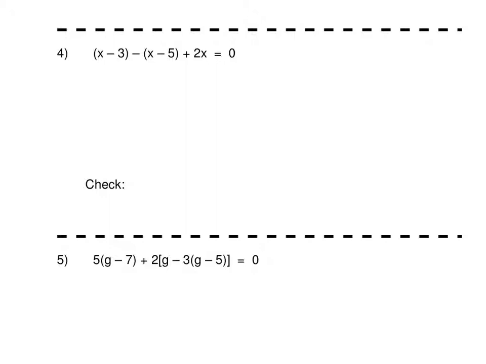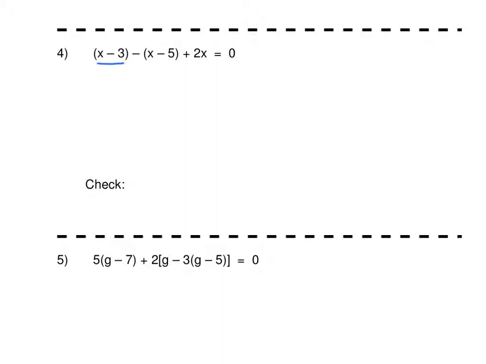Okay, write this problem down. You have double parentheses here. So x minus 3 in parentheses minus x minus 5 in parentheses plus 2x equals 0. So the first thing you want to do is get rid of the parentheses. So we're going to distribute, we're going to combine like terms, and then we'll solve.